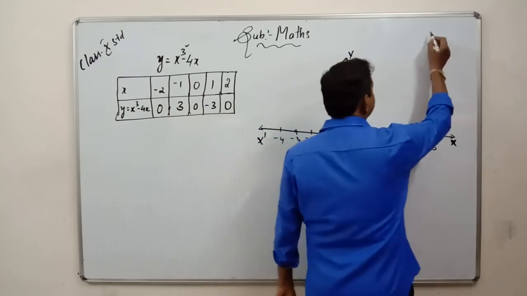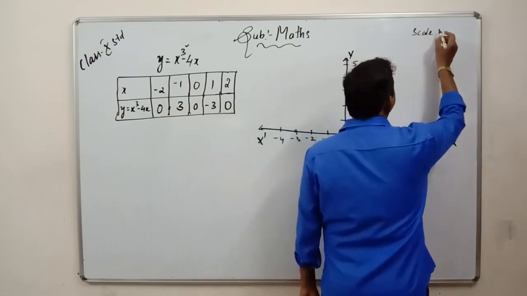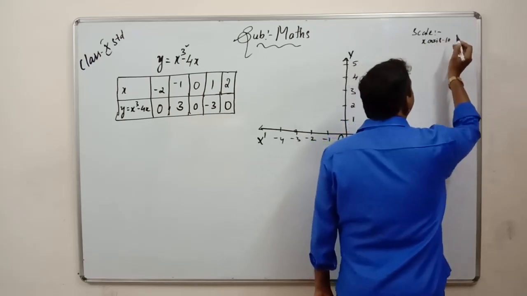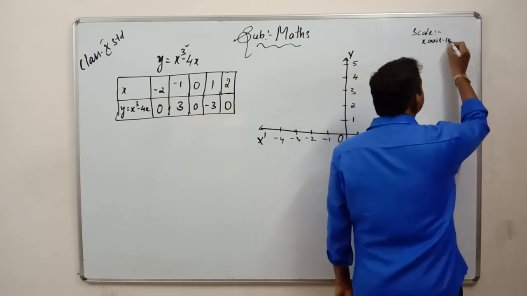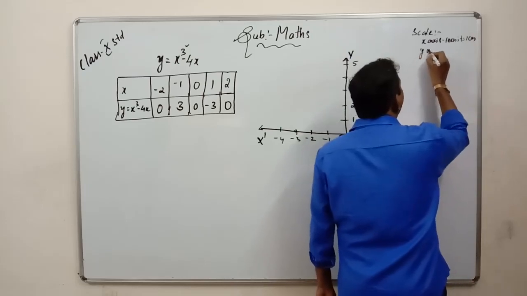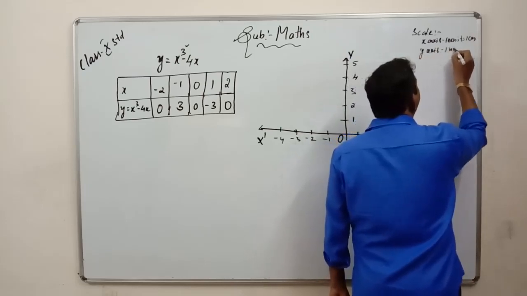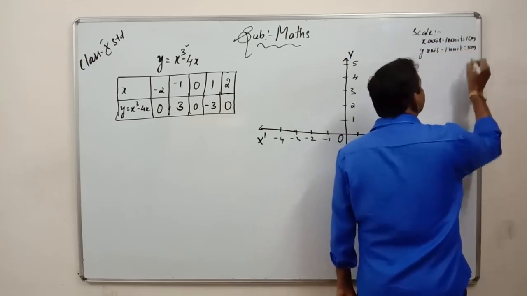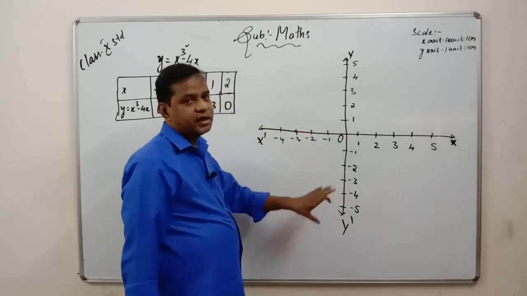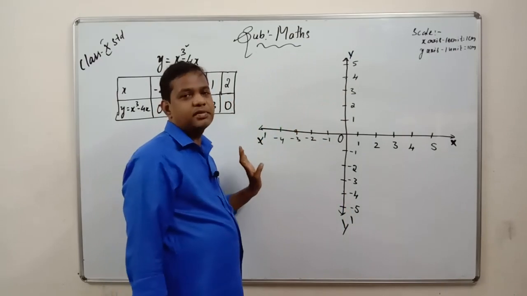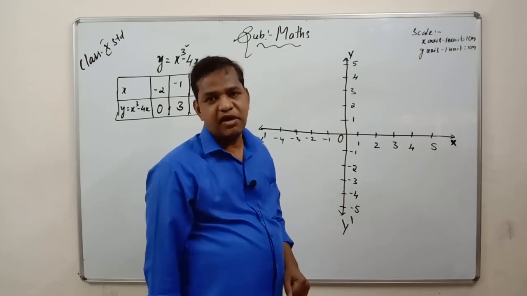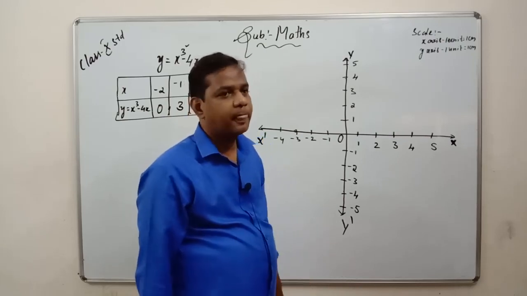So I'm writing the scale here. On the x-axis, 1 unit equals 1 centimeter, and on the y-axis, 1 unit equals 1 centimeter. If you mention the scale, you don't need to do anything else, just write the numbers and everything. If you write the scale, you get 2 marks. 100% they will give, because there are some rules and regulations which you follow when you are evaluating your paper, especially for math papers.